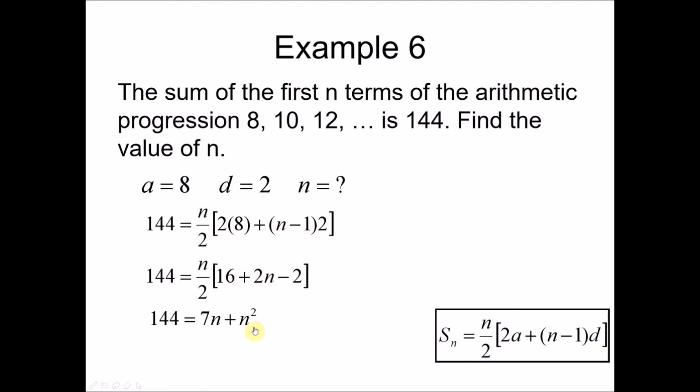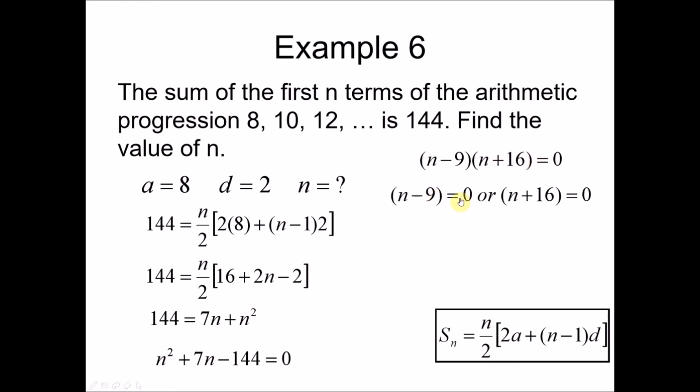You get this. So when the n multiplies with the n here, you get n squared. Okay, so you know that you have a quadratic equation. When you have a quadratic equation, there are a few ways you can solve it. In this case, we can solve it using factorization. You get this, factorize, and then you get n minus 9 equals 0 or n plus 16 equals 0. So n equals 9 or negative 16.